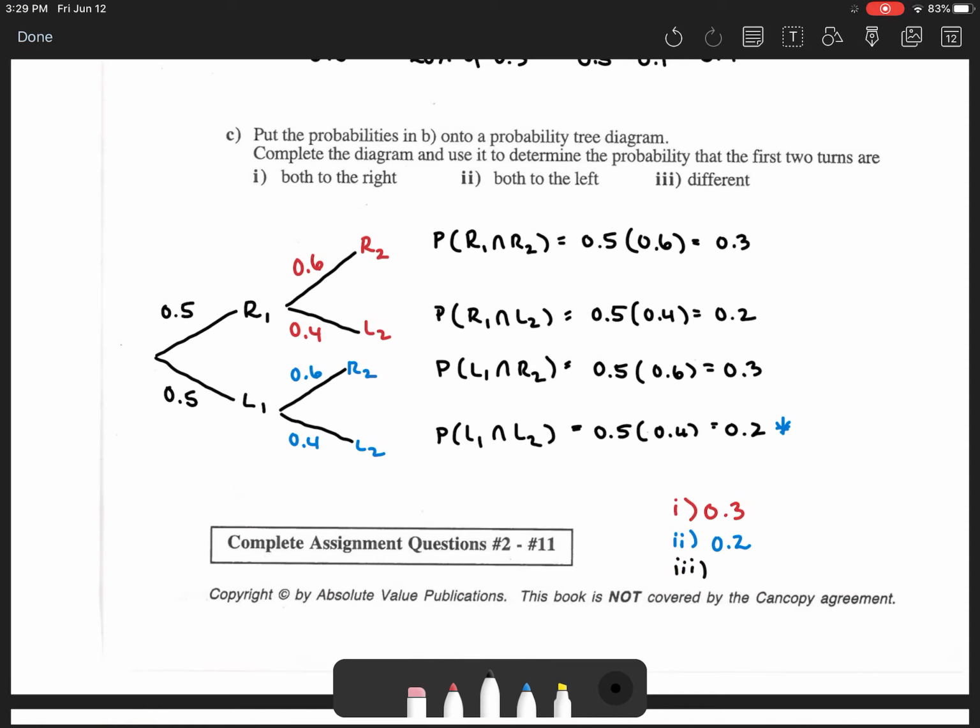And then the last one is obviously going to be a little trickier. The last one says that we go in different directions. So the ones that go different directions are the two middle ones, aren't they? Because it goes right and left, and then left and right. The other two moves are both right or both left. So what do I do with those two probabilities? Well, I add them because I could have the first scenario or I could have the second scenario. So the probability there is just 0.5.